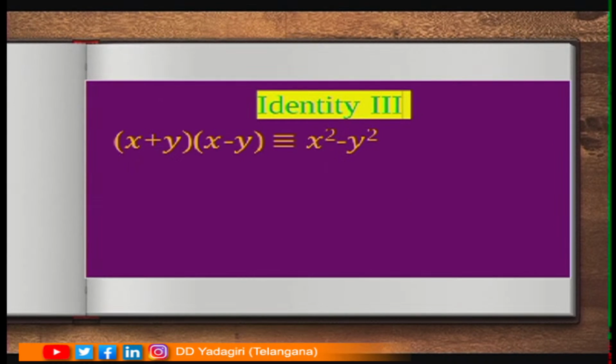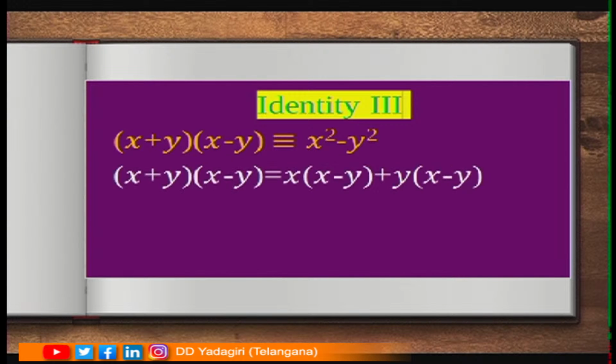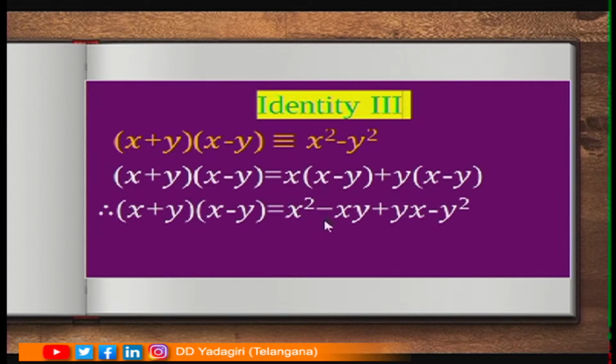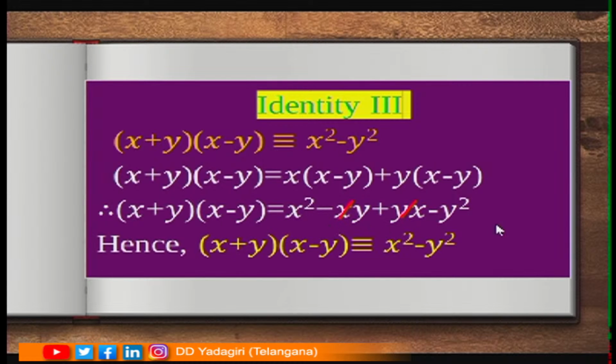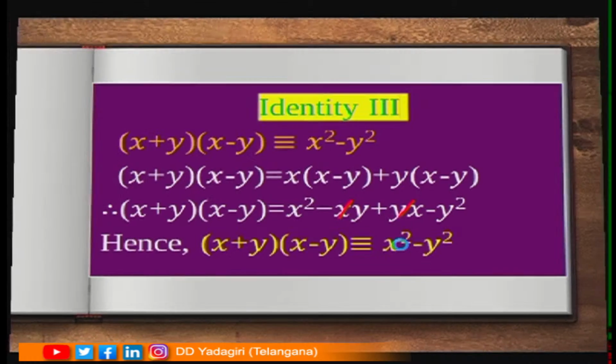Let us go into the third identity: x plus y into x minus y is x square minus y square. We start with the left hand side, x plus y into x minus y. You can separate this as x into x minus y plus y into x minus y. So you can write this as x into x, x square, minus x into y, x y, plus y into x, y x, minus y square. Since y x is the same as x y, you can cancel off these two. What you are left with is x square minus y square. Hence x plus y into x minus y is the same as x square minus y square.